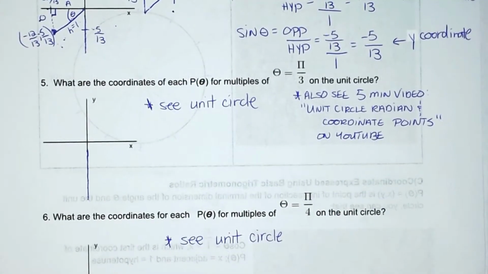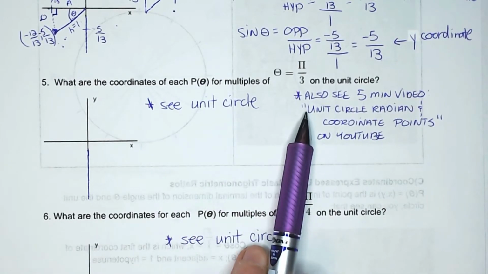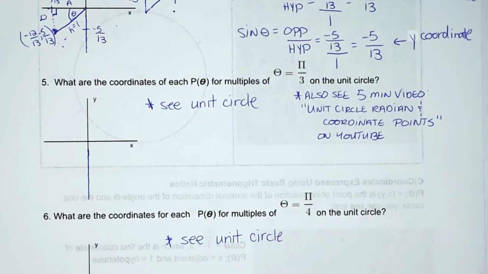For questions 5 and 6, I'm going to talk about the unit circle and show you what that looks like. I'd also love for you to look at this 5-minute video on YouTube. It's called Unit Circle, Radian, and Coordinate Points. I'll also post the link for that, but she gives some really good pointers about how to memorize the unit circle, which is something that you need to do. I'll try to point out a few of the tricks as we go through it, but take the extra few minutes and watch that video. It will really help you in the long run.